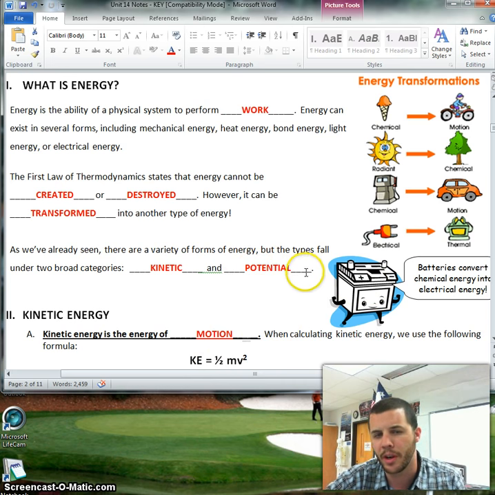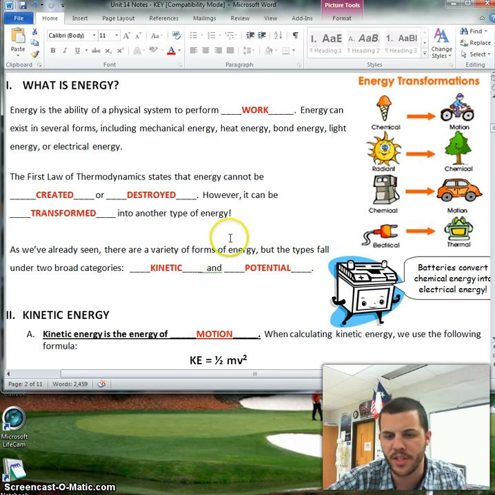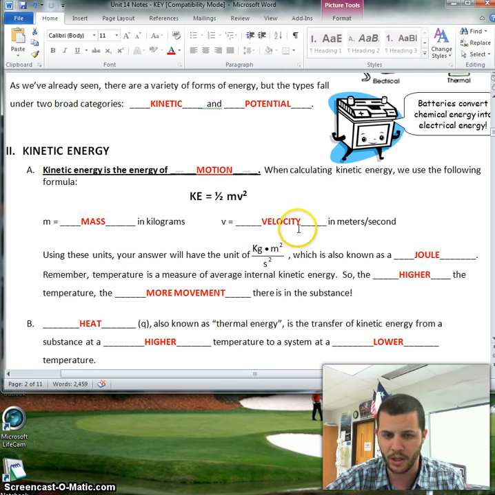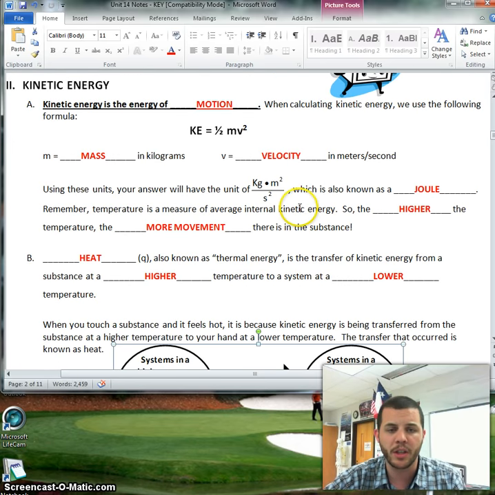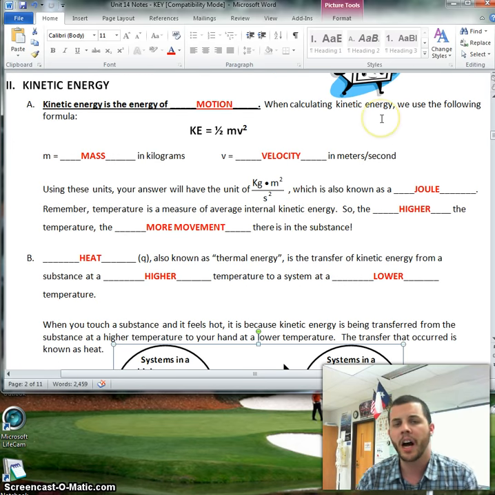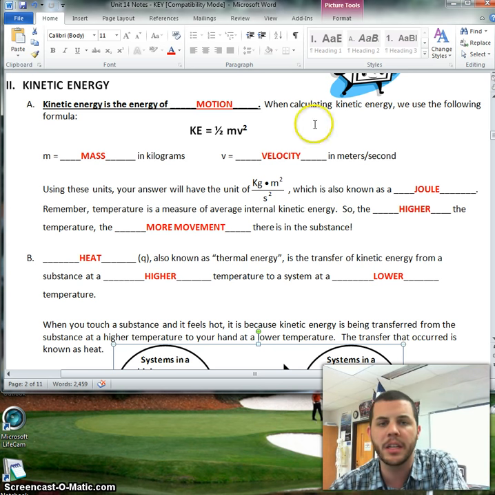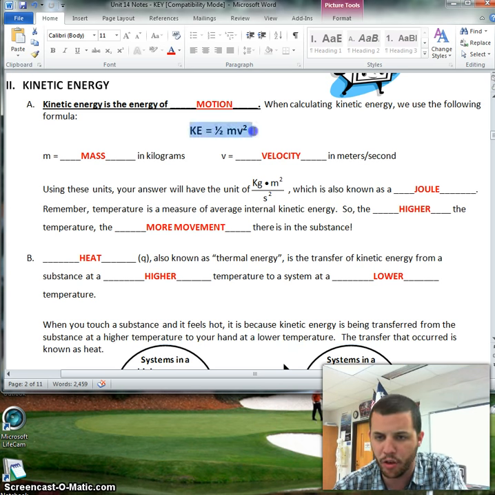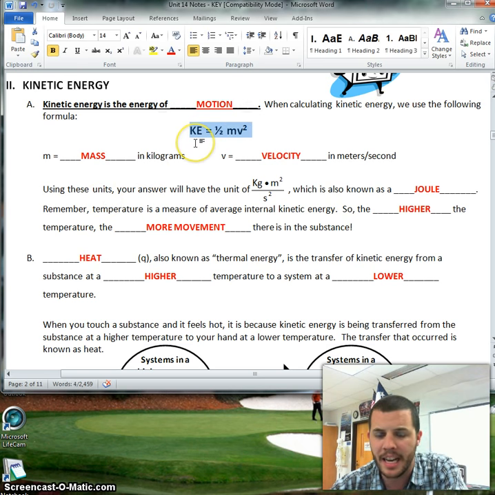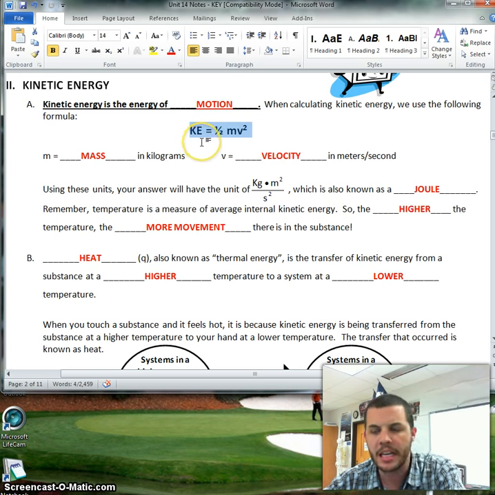So, as you should already know, there's two main forms of energy. We have kinetic energy and we have potential energy. So let's go ahead and take a look at kinetic energy. You should already know that kinetic energy is the energy of motion. And we can calculate that in terms of this formula right here, which is kinetic energy equals 1/2 mv squared.